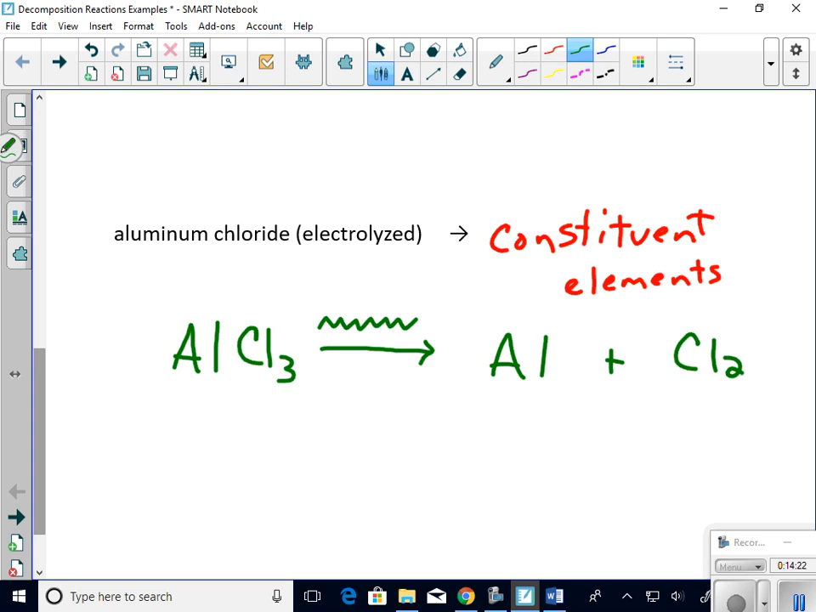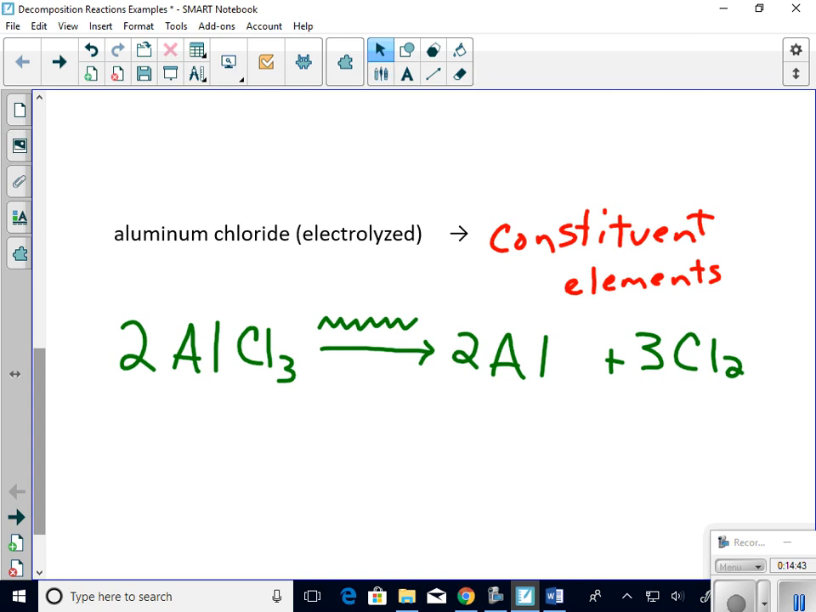Now, is this a balanced chemical equation? It is not, because my chlorines are not balanced. I have to get this guy to an even number, which would cause me to put a 3 here to get both chlorines at 6. And then I would need to add a 2 in front of my aluminum right there to balance up that chemical equation.